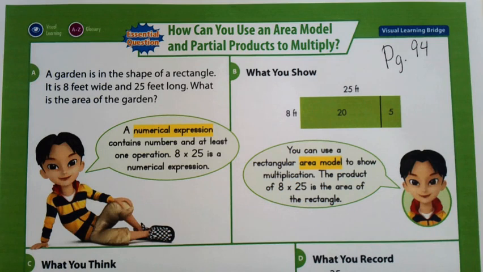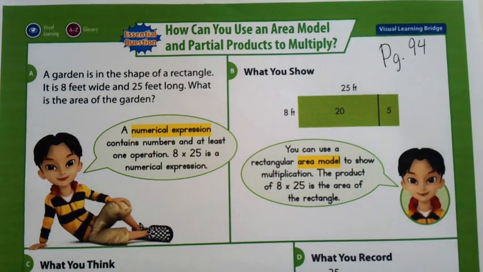Hey there, fourth grade. This is Mr. Campbell. We're going to be working today on lesson 3.4. We skipped the first page today. We're just going to jump in right here on page 94. So if you don't have that book open just yet, go ahead, get it open right now. Grab a pencil so you can follow along on page 94.